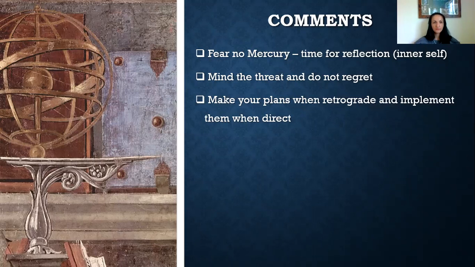So when you have new ideas and new plans to start some new project, don't start it when Mercury is retrograde. As we said, Mercury is good for reflection, thinking. So write down all your ideas and implement them when he goes direct. And this is 12th of July. So you have enough time to think.